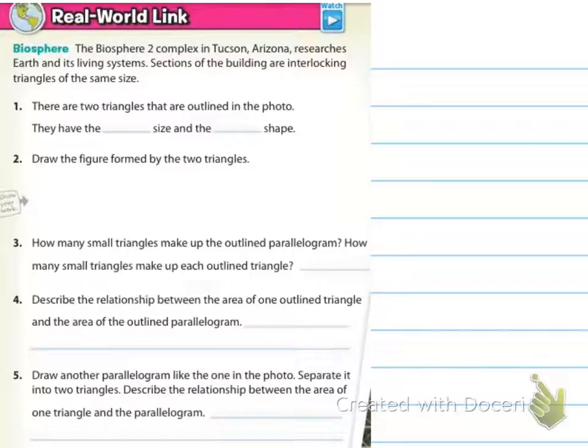And the question's saying they have blank size and the blank shape. So number 2, you're going to draw the figure formed by the two triangles. Go ahead and do 1 through 5 on your own, and when we come back, we'll talk through it. So go ahead and pause the video now and see what you can complete for 1 through 5.